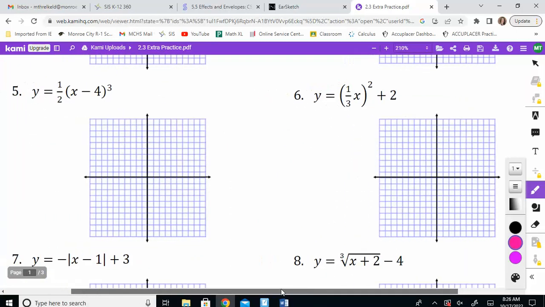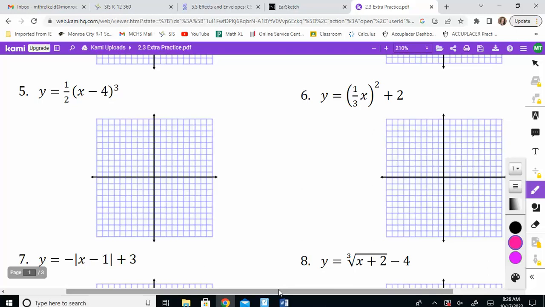All right, so number 5, what's my parent function? The cube. So 0 to the third is 0, 1 to the third is 1, 2 to the third is 8, -1, -1, -2, -8.